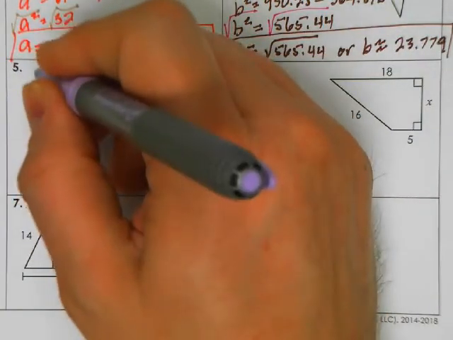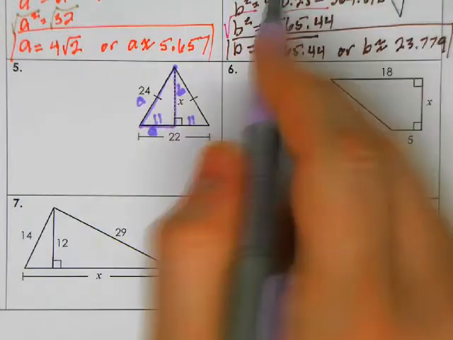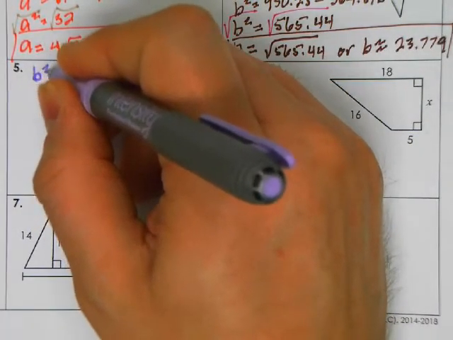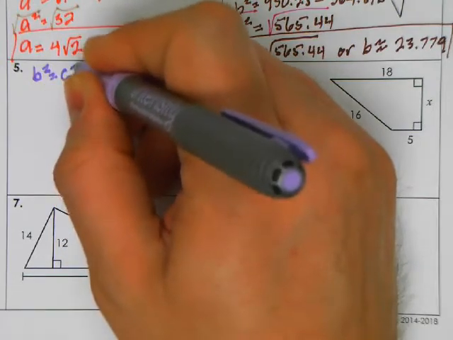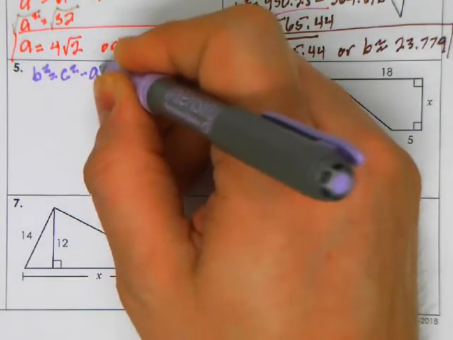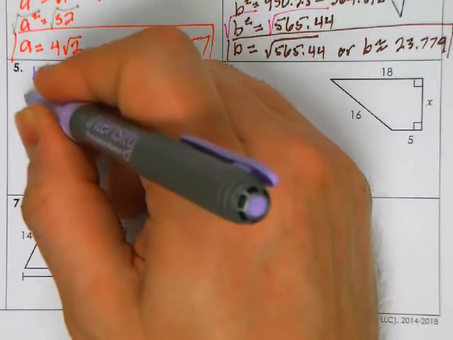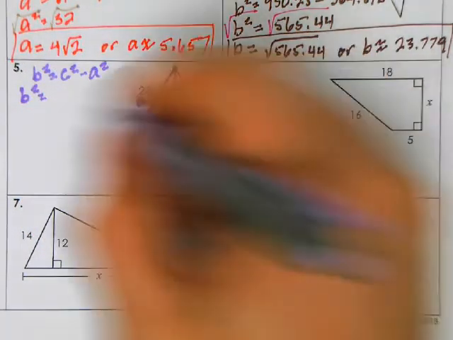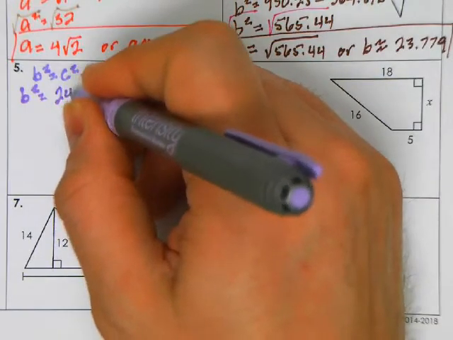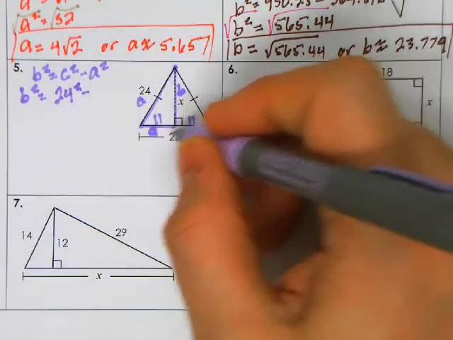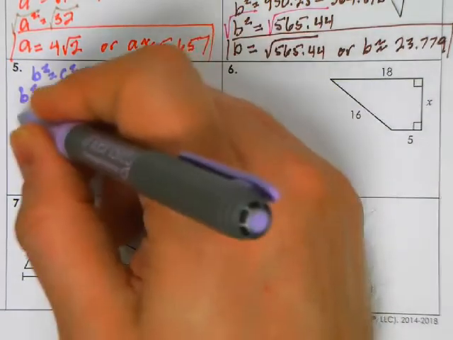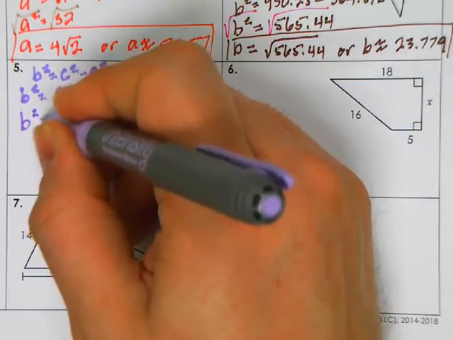So again, according to the Pythagorean theorem, I can rewrite it just like I did in the last example to say that b squared will be equal to c squared minus a squared. And now I can start substituting my values and see what I end up with. So here, c squared will be 24, and a squared will be 11. And now we just see what we wind up getting.